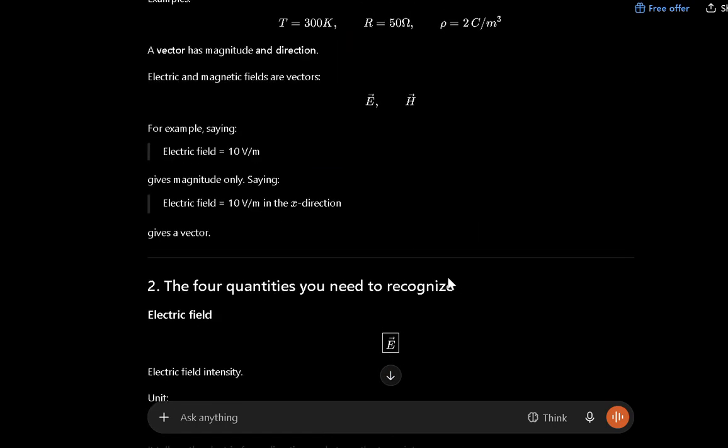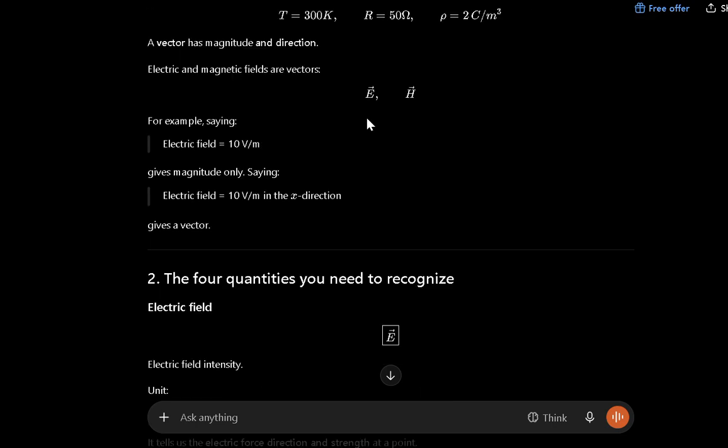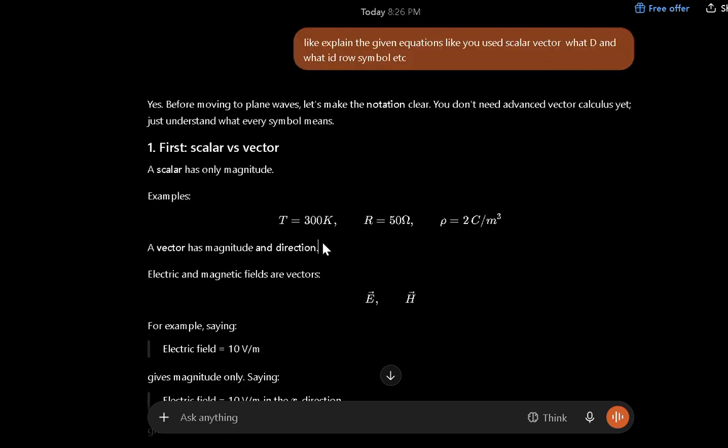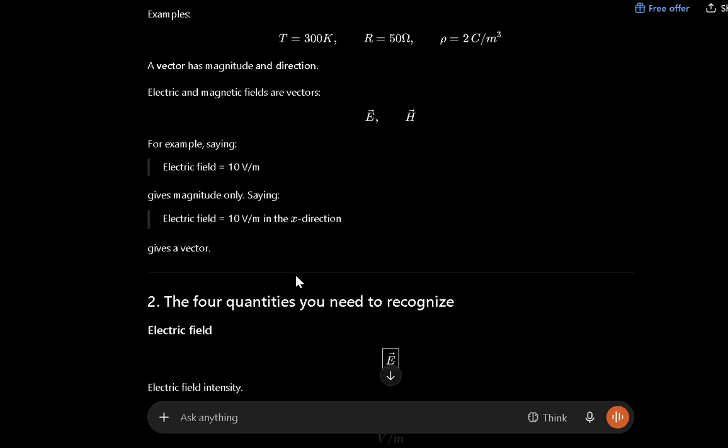Here you should know what is a vector and a scalar. Scalar means only magnitude. It shows magnitude with the representative units. But a vector represents direction along with magnitude. So 10 in the x direction is a vector.